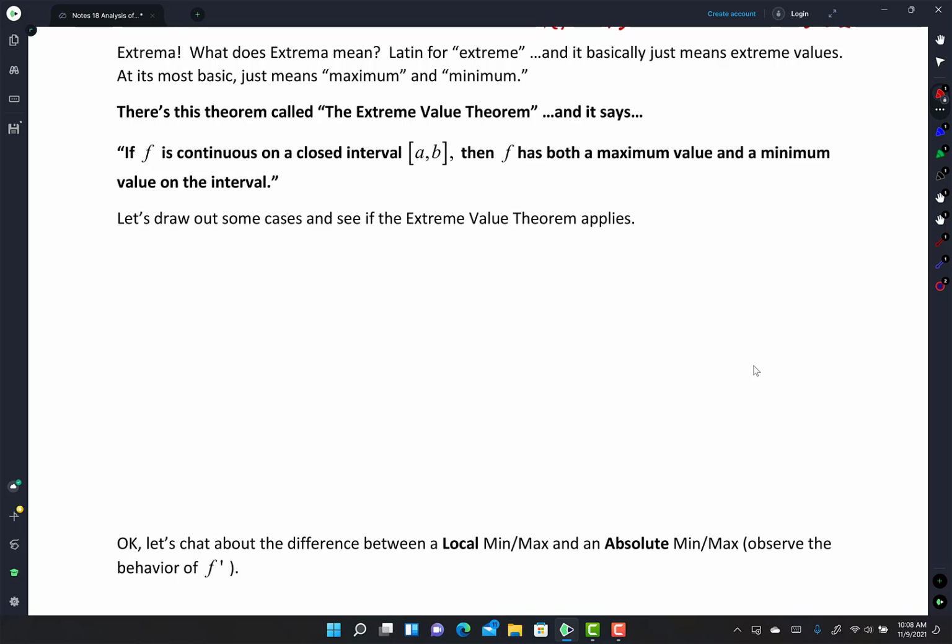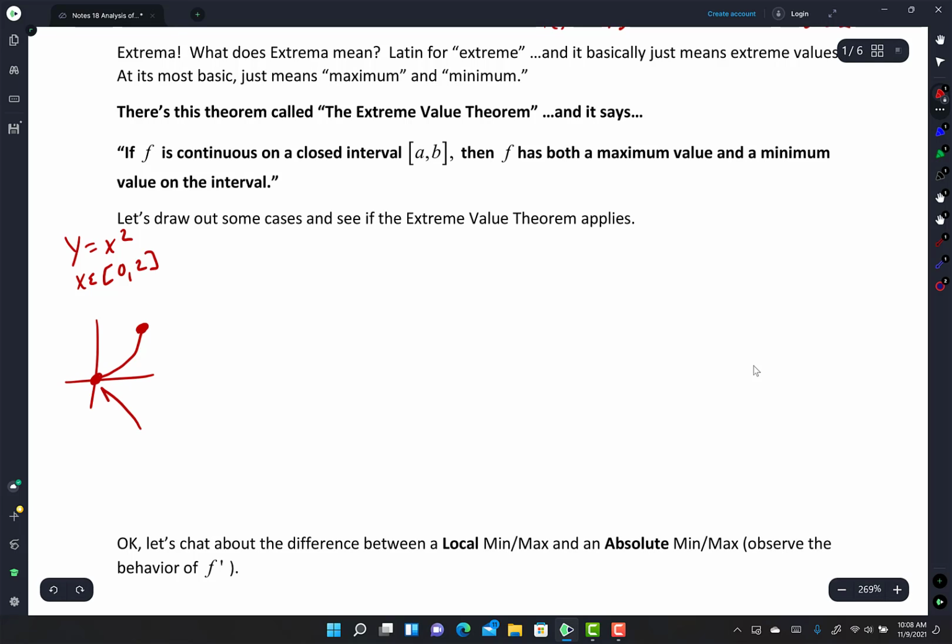So let's see. Closed interval. I'm doing y equals x squared, specifically on the domain [0, 2]. Notice that I put brackets, so closed interval 0 to 2. Does this graph have a min and a max? Yes. Here's your min, the lowest point on the graph. Here's your max, the biggest point on the graph.